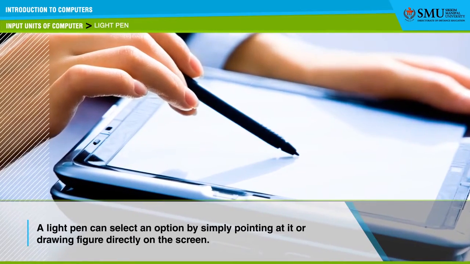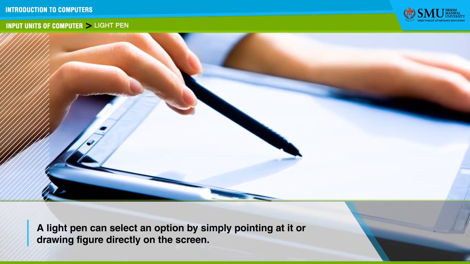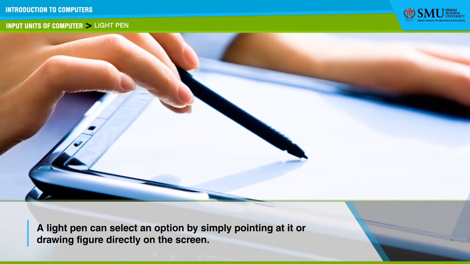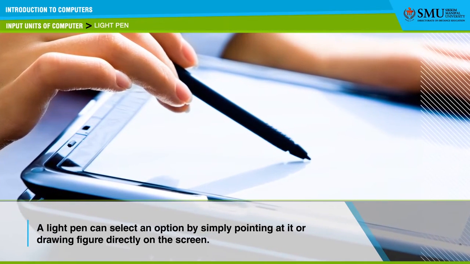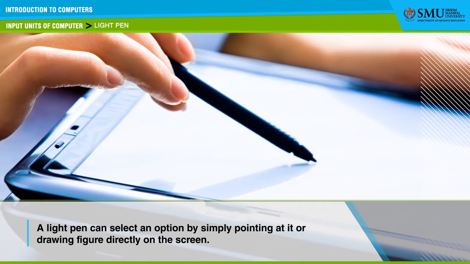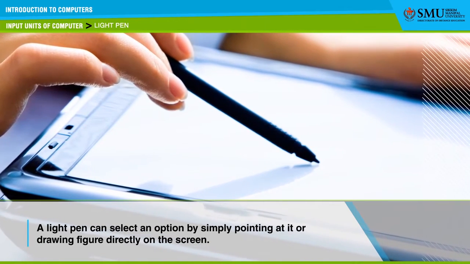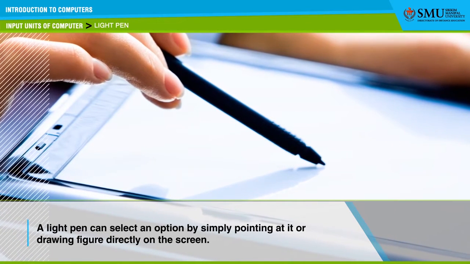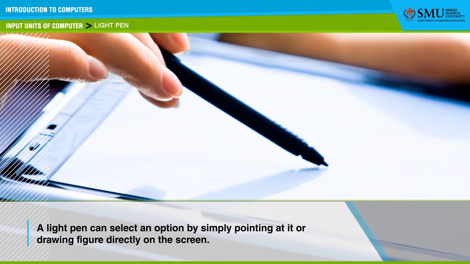The next input device we are about to discuss is the light pen. It is a pen-like device that is used only in video displays. It also can be used to select an option by simply pointing at it or drawing figures directly on the screen. An electron beam scans the display screen in all directions and produces the video display.